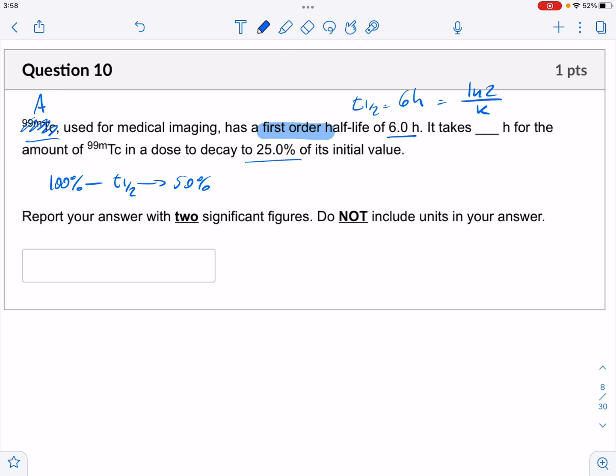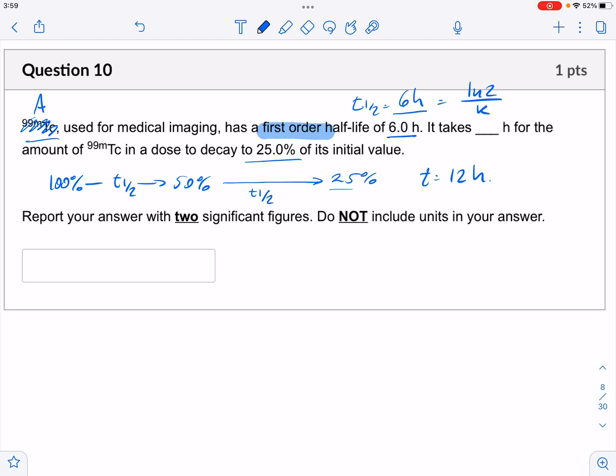So in this case it takes 6 hours to go from 100% to 50%. But guess what? If you go from 50 to 25%, well, 25% is half of 50, so that is another half-life time. If the half-life time is 6 hours and it takes 2 half-life times to get to 25%, then time is equal to 12 hours.